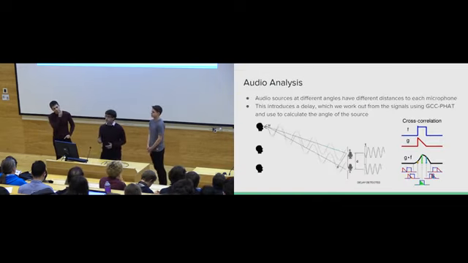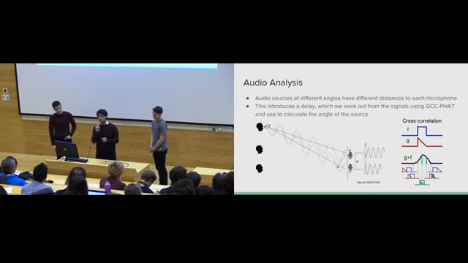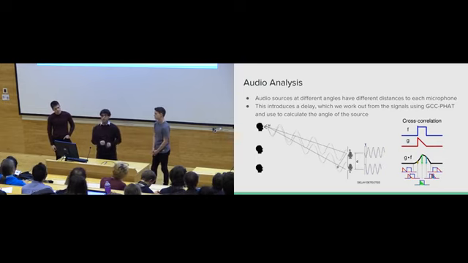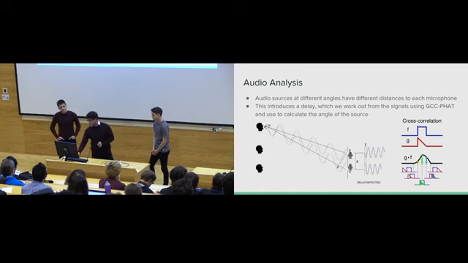So the way the audio analysis works is that when you have the two different microphones, the source of the audio has a slightly different distance to each of the microphones, and so there's a phase difference in the audio signal. We compute this phase difference using some algorithms and use this to work out the angle the audio is coming from.